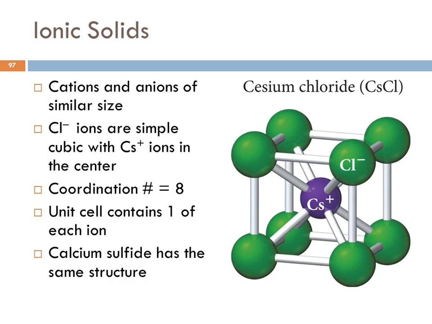Here's cesium chloride. The cesium ion is smaller than the chloride ion, but they are similar in size. There's not a big difference here. And so it's going to form this simple cubic structure with the cesium ion in the center, coordination number of 8. Calcium sulfide does a similar thing.